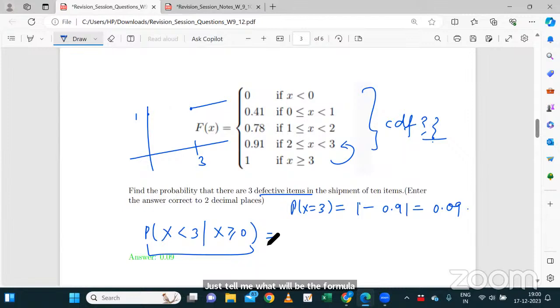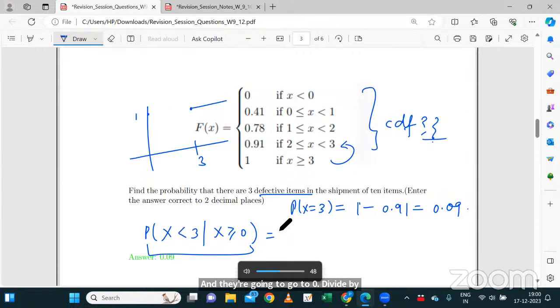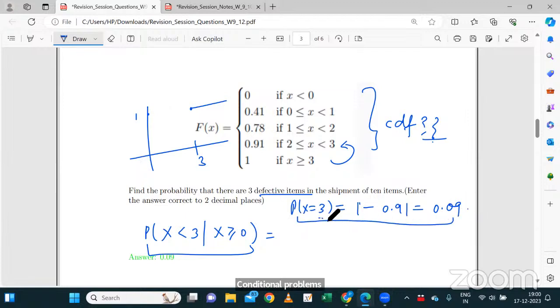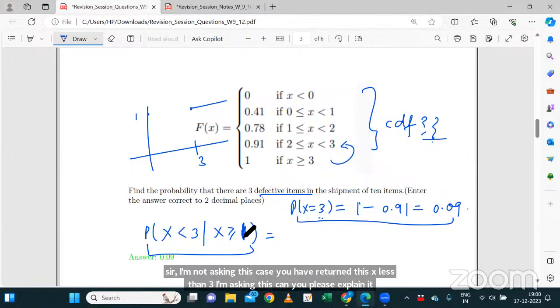Sir, I didn't get this case. Can you please explain it? Probability of x less than 3 and x greater than or equal to 0, divided by probability. It is simply asking what is the probability that x will be, conditional probability. Someone is asking about this case. What is your doubt? No, sir, I'm not asking this case. You have written this x less than 3, I'm asking this, can you please explain it? Yeah, I have not done it yet. I'm asking you guys.